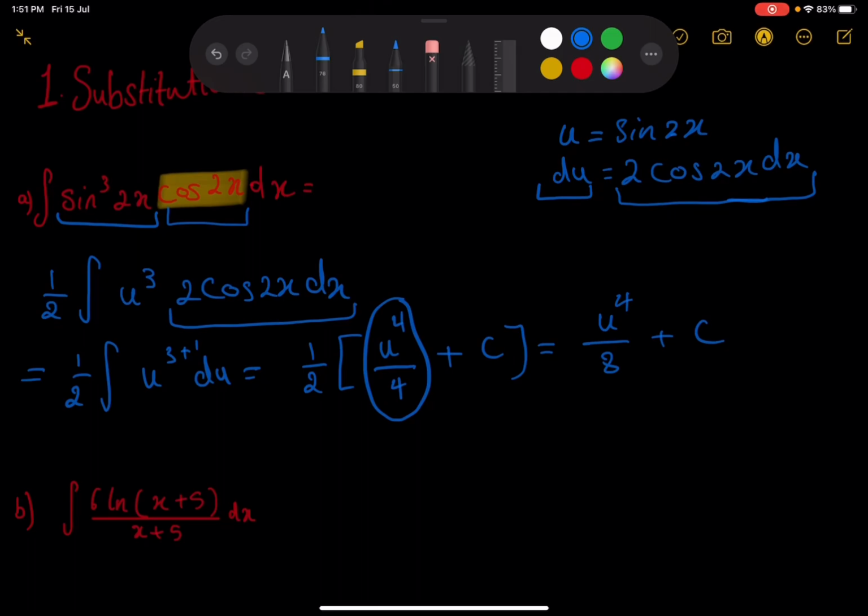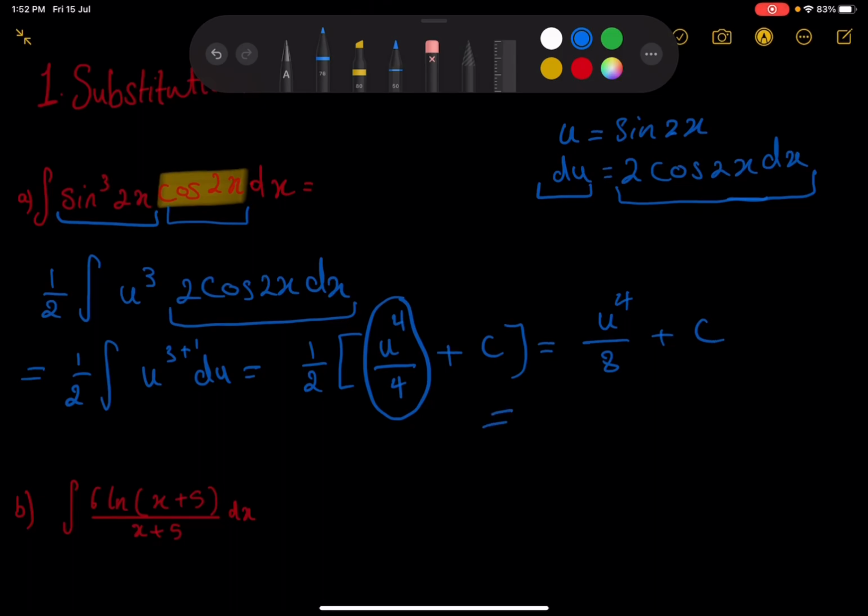However, I cannot stop at this point, because the variable in the original equation wasn't u, it was x, and u equals sine 2x. So I'm going to say that this equals sine 2x all to the power 4 over 8 plus c. And by this, we solve this equation simply.